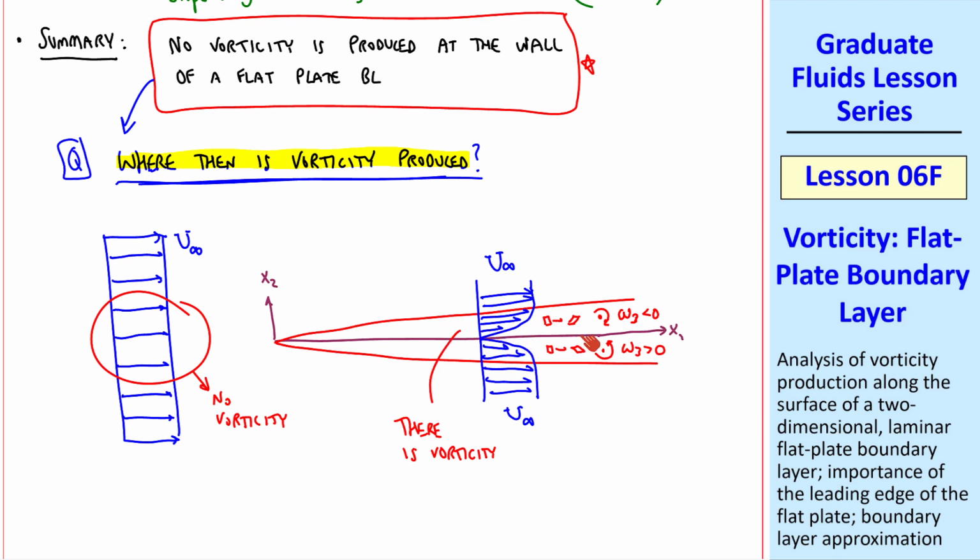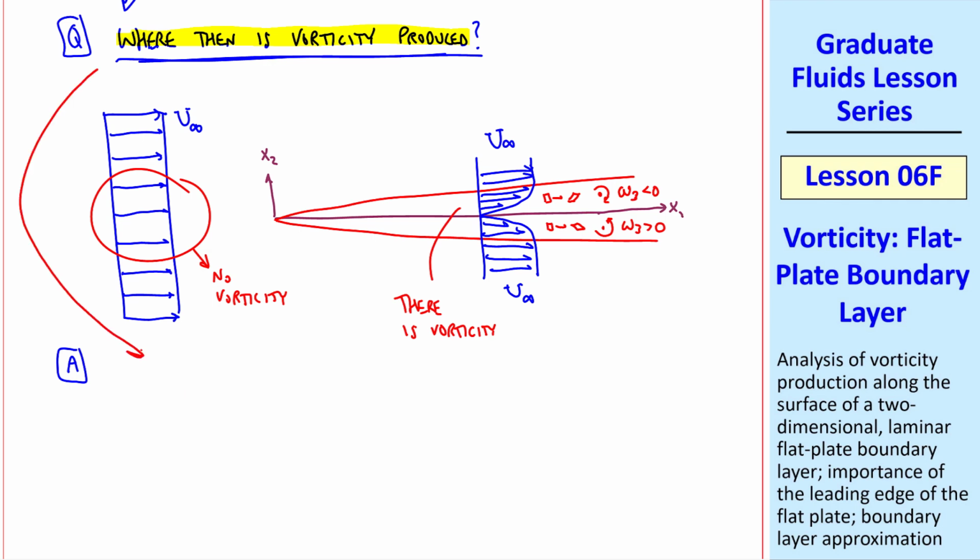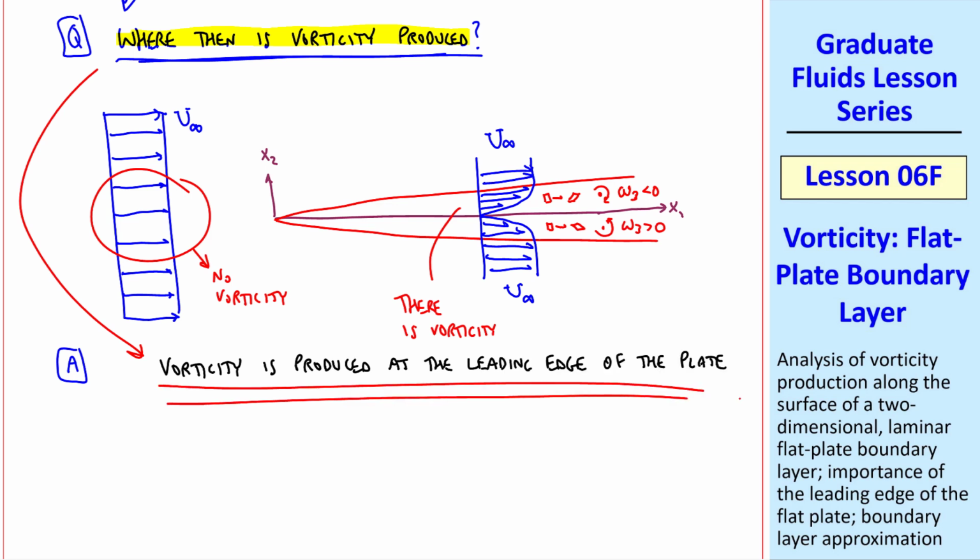There's no net circulation around this flat plate. The answer to this question is that vorticity is produced at the leading edge of the plate. All of the vorticity that we find in this boundary layer is produced right here at the leading edge. We typically analyze the flat plate as an infinitesimally thin plate, but if we zoom in on this region with a magnifying glass, what would we see?